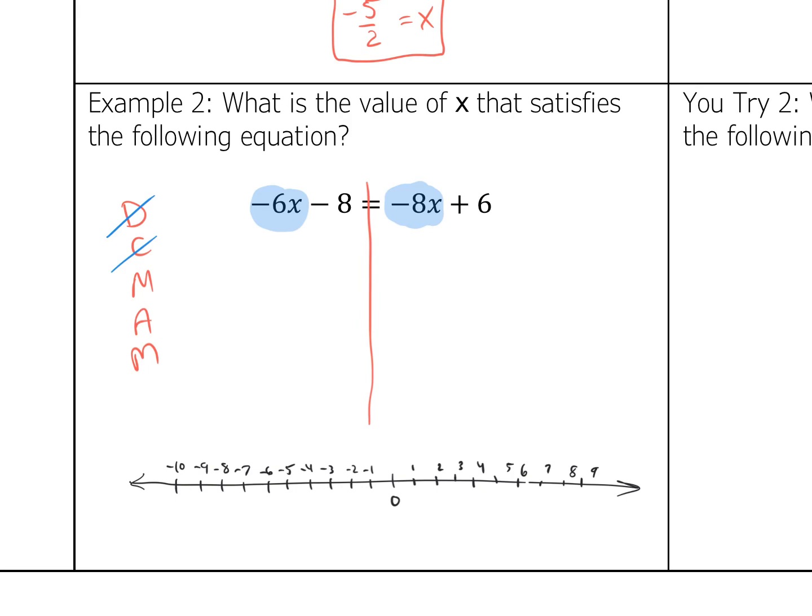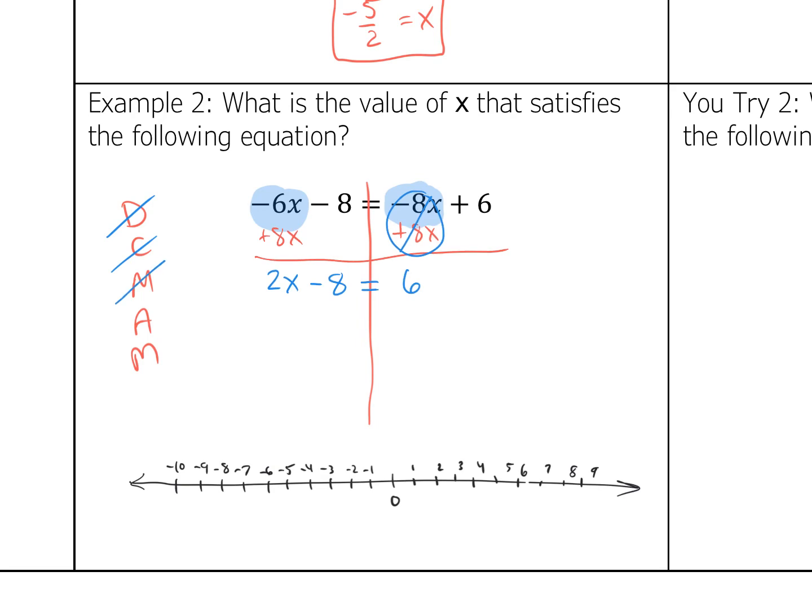So in order to move it, I need to do the inverse. So negative 8x is really just adding 8x on both sides. So I'm going to add 8x on both sides. When I do that, I'm going to calculate. So it's negative 6x plus 8x. You should get 2x. Bring down the minus 8. Negative 8x plus 8x, that forms a 0. That's the whole purpose of doing the inverse. Bring down that positive 6 on the right side.